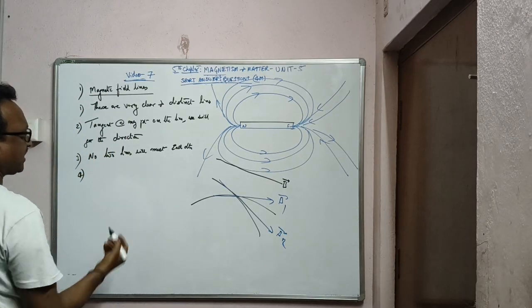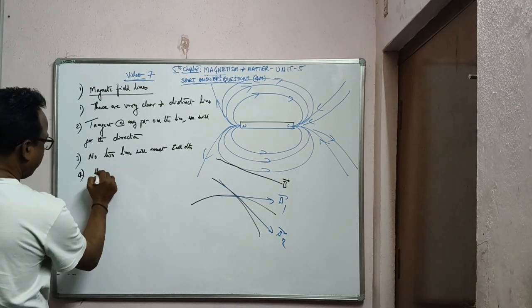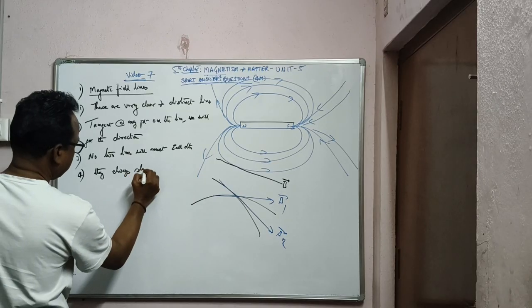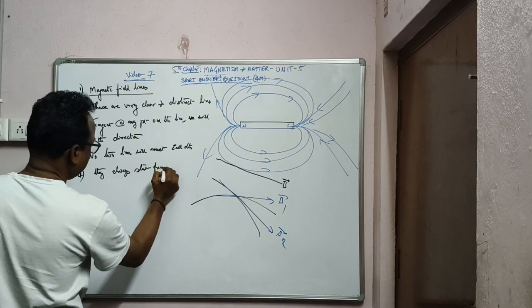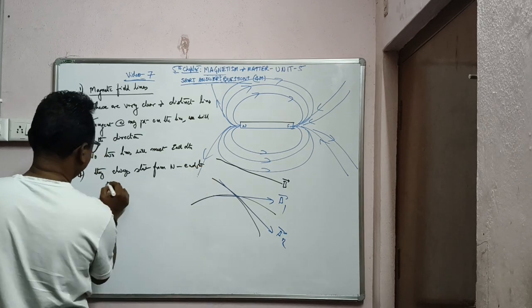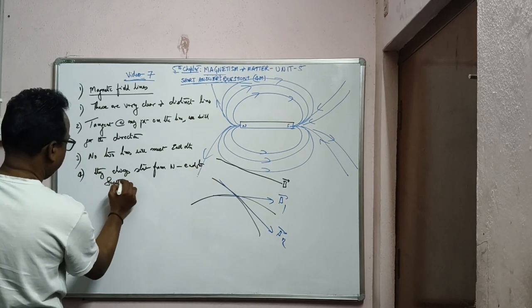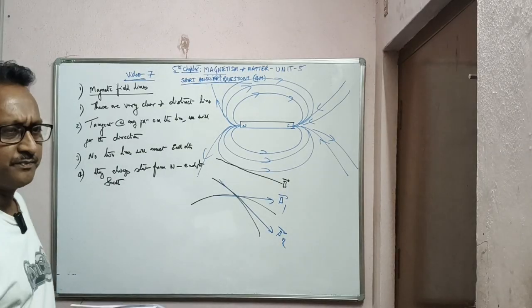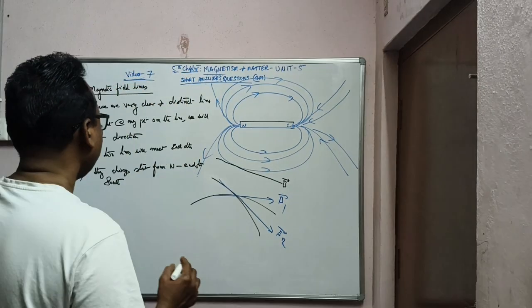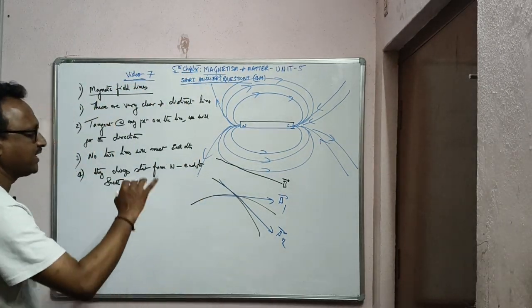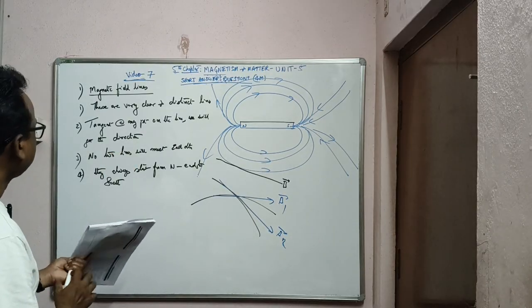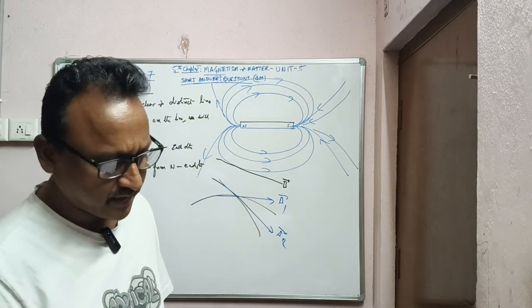And the last one, you can take as the fourth point. They always start from the north pole and end at the south pole. Because we know in magnetism, for any magnet, no monopoles exist. North pole and south pole are always together, so they always start from north and end at south. So these are some magnetic field line properties for 4 marks.